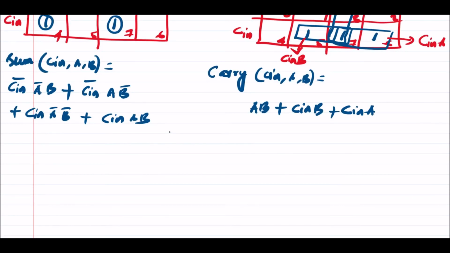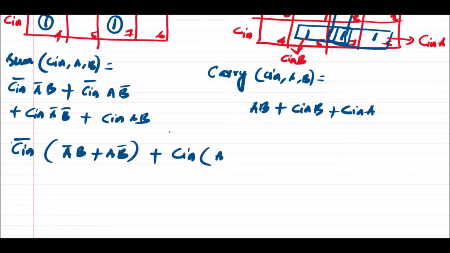Now the sum equation cannot be minimized, but it can be written in a more convenient way. So what we can do here is take common C in complement. So we have A complement B plus AB complement, plus, let us take common C in over here. So this will be C in, and we are left with A complement B complement plus AB.